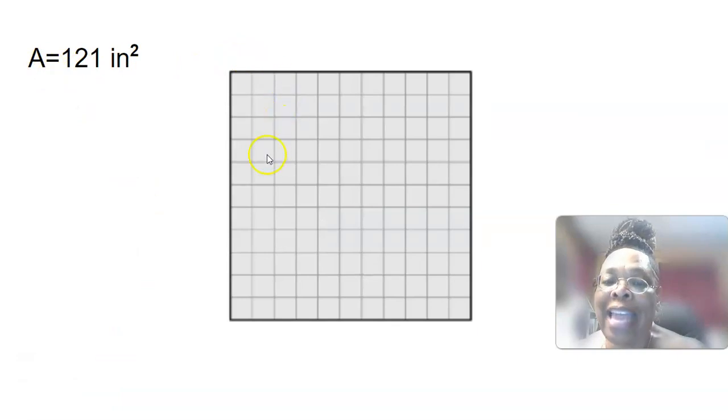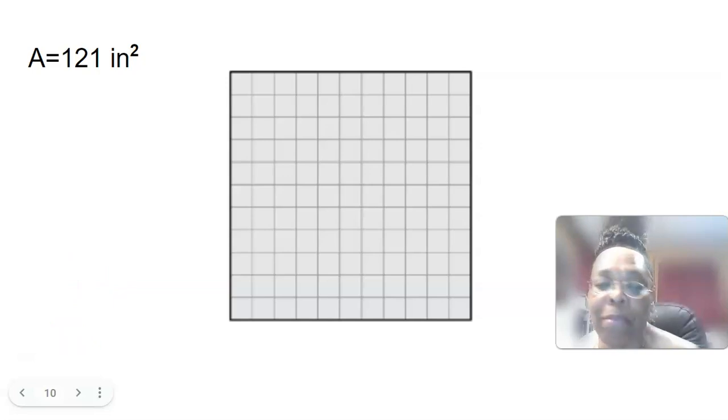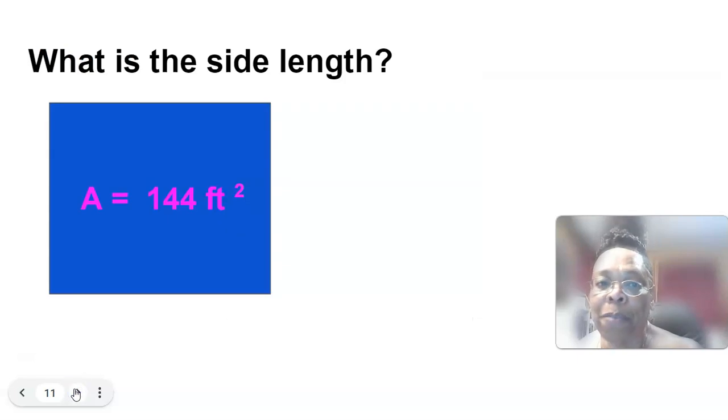When we're talking about area, we're talking about side times side or side square. And if it's a perfect square, then the sides will have the same length. 121, the area, side times side. How do we know what's one side? We put it under the radical. Or we remember what times itself gives us 121? 11. How about 144? If the area of this square is 144 feet square, what is the side length?